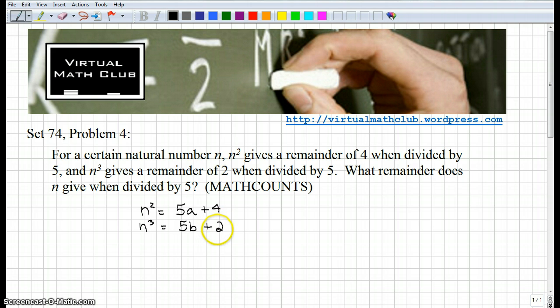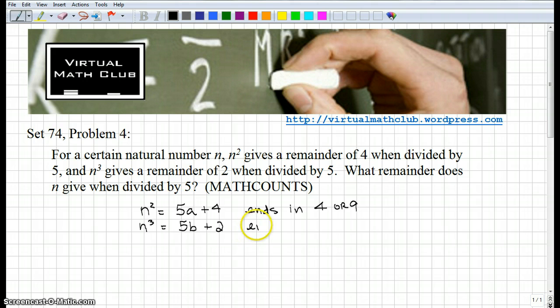Let's look at the units digits of those numbers, because I know multiples of 5 either end in 0 or 5. So I can easily narrow down what the units digit is of n squared and n cubed. So n squared ends in a 4 or a 9. You can tell that because the multiple of 5 ends in a 0 or a 5, and if we add 4 to that, we get 4 or 9.